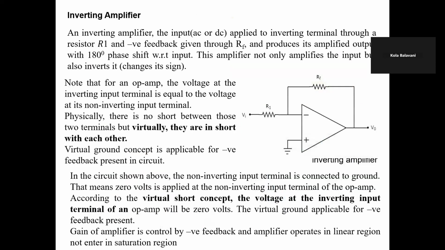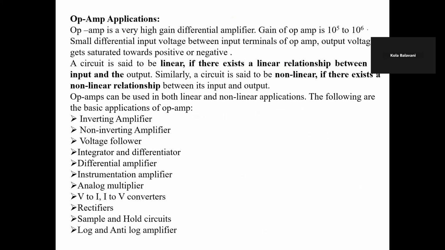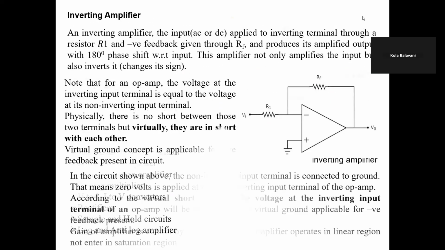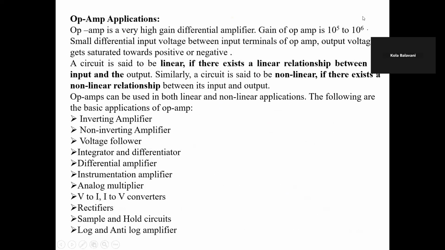So coming to this, an operational amplifier is a high gain differential amplifier, and the gain of that amplifier is in the range of 10 power 5 to 10 power 6. Generally the ideal op amp has infinite gain, but practically the operational amplifier gain is 10 power 5 to 10 power 6.